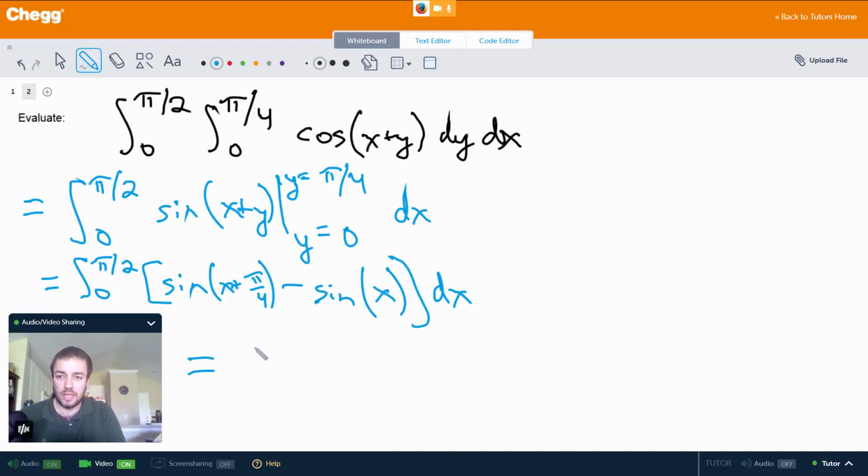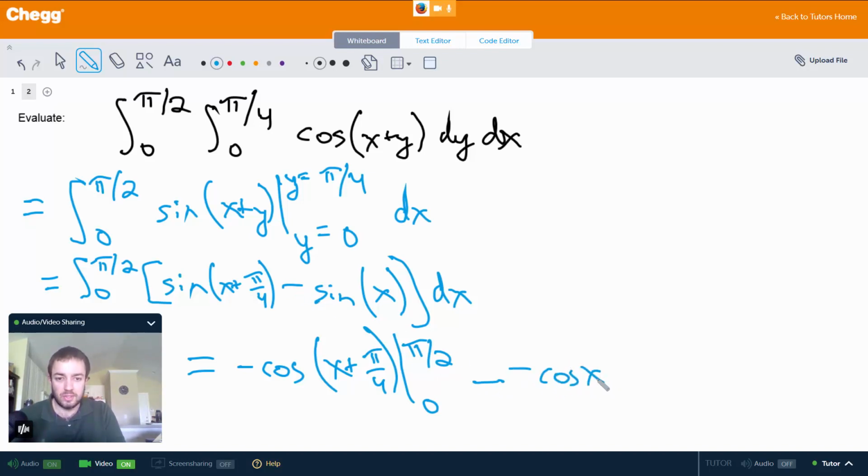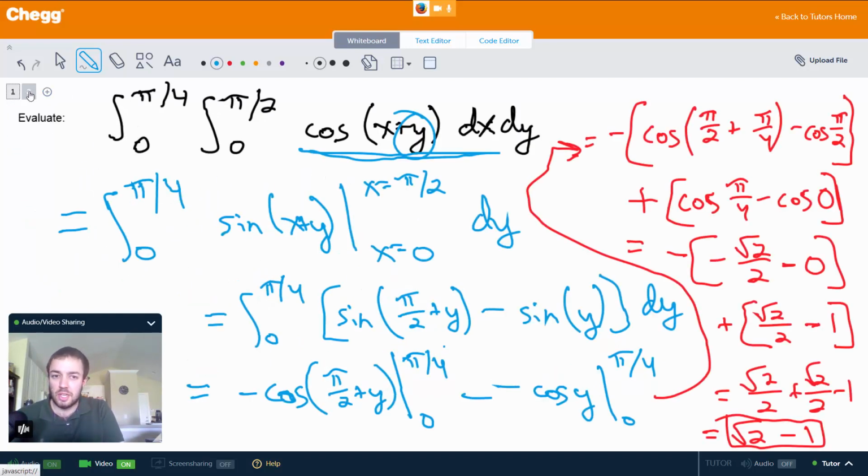So now let's go ahead and integrate with respect to x, and we're going to get minus cosine of x plus pi over 4 evaluated from x equals 0 to x equals pi over 2. And then if we integrate minus sine, we get minus negative cosine of x, okay? And again, evaluating from 0 to pi over 2. So just like we did on page 1, let's go ahead and come up and change color so it's easier to read.